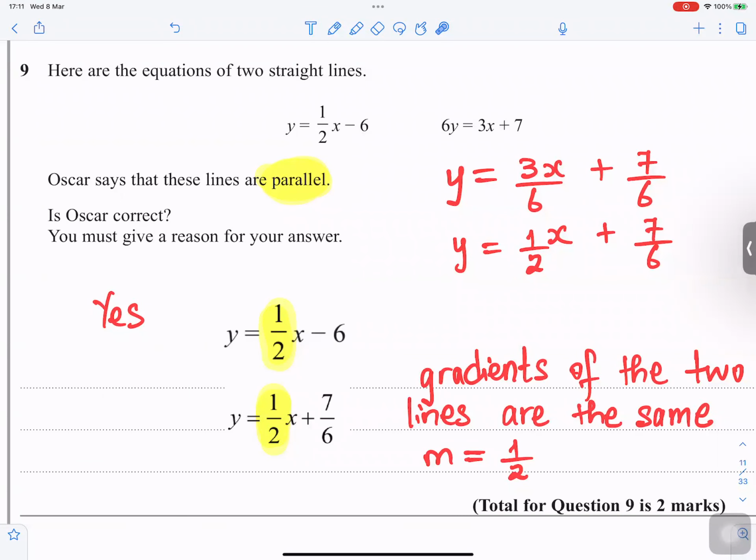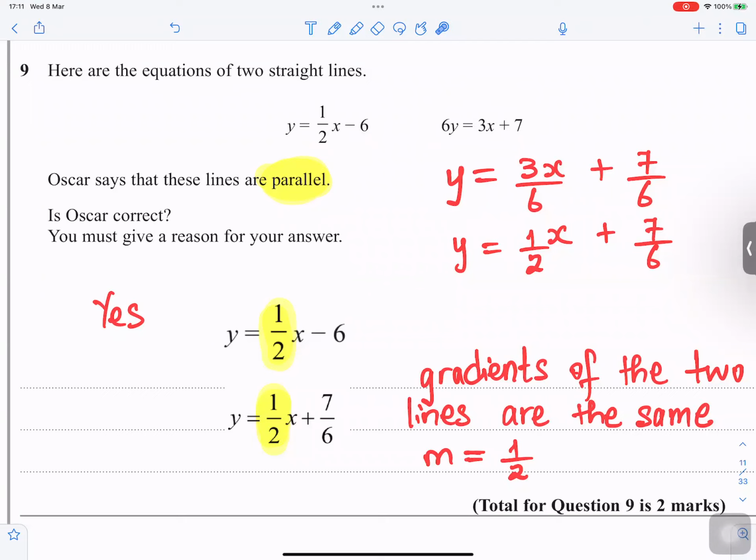Here are the equations of two straight lines. y equals a half x minus 6, and 6y equals 3x plus 7. Oscar says that these lines are parallel. Is Oscar correct? You must give a reason for your answer. What does parallel mean, and how do we show it? So let's work out the gradient for both lines.